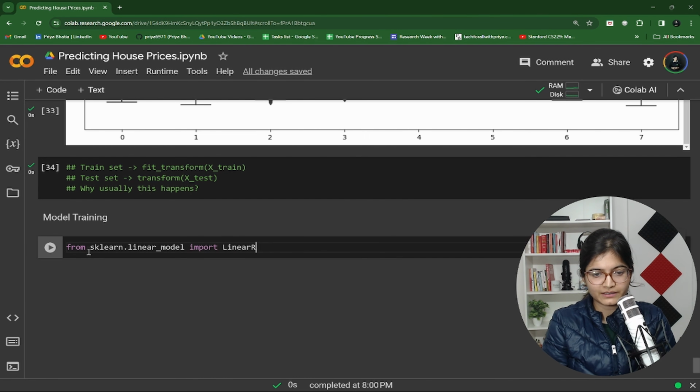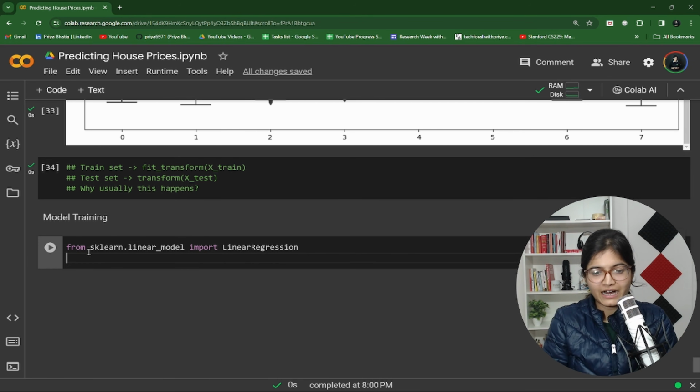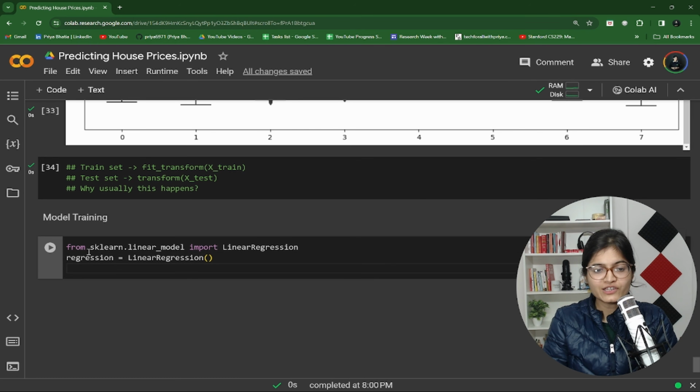the model name, linear regression. After that, you will apply this linear regression method, right? And then you can fit your training set, those normalized values, into this.